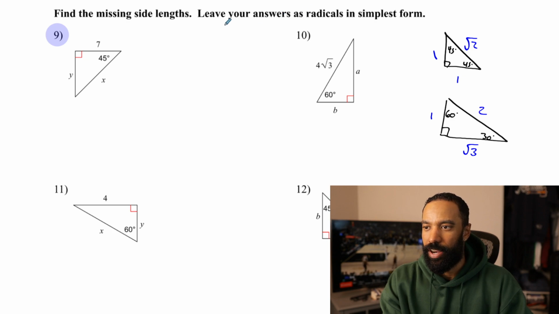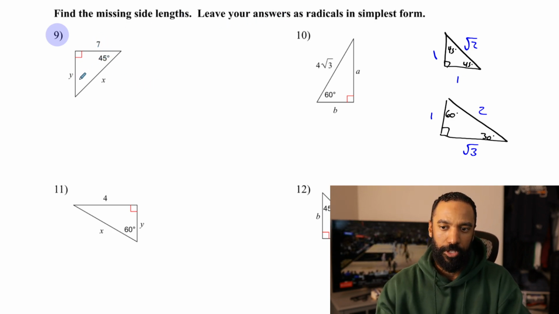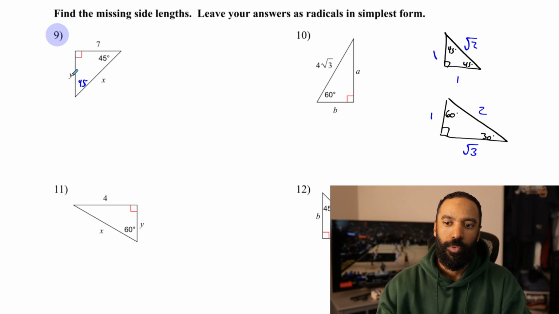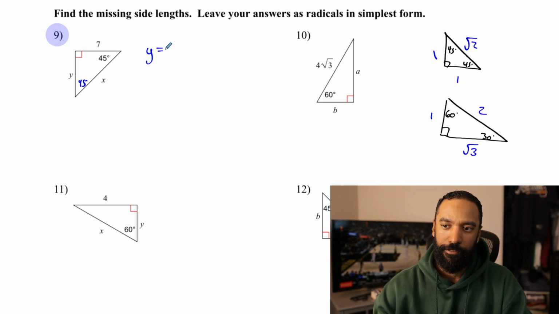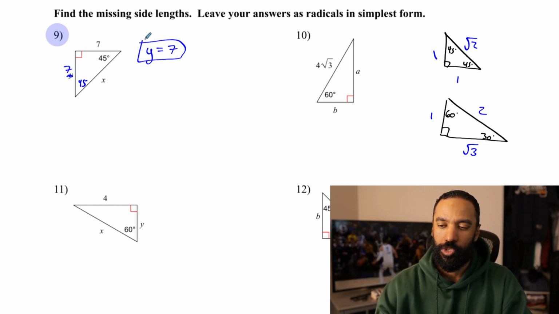Find the missing side lengths. Leave your answers as radicals in simplest form. We start with a 45, 45, 90 triangle. Even though they only show you one, you'd have to know the others. So y equals 7 is a for sure. Let's just go ahead and get that one out of the way. I'll even put it there. But y equals 7 is one of them.